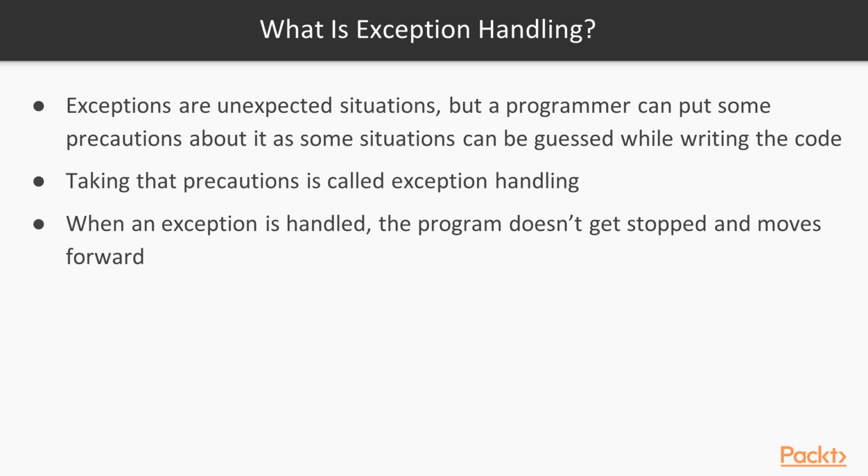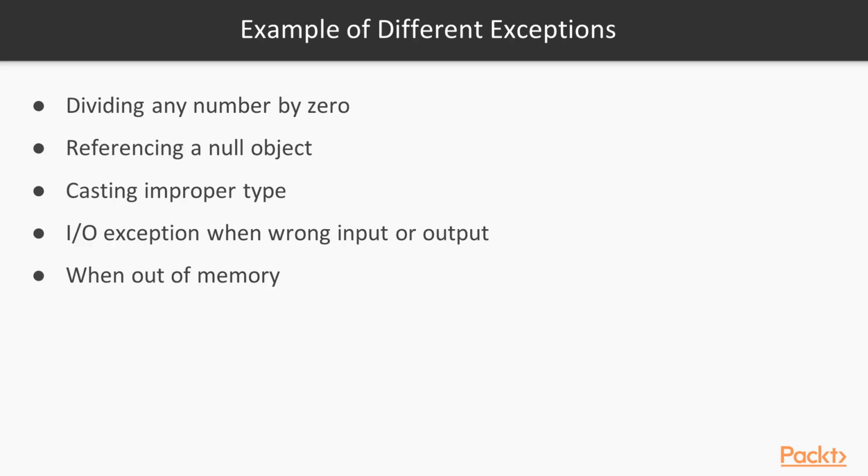Now let's see what is exception handling. Exceptions are unexpected situations, but a programmer can put some precautions about it, as some situations can be guessed while writing the code. Taking that precaution is called exception handling. When an exception is handled, the program doesn't stop when it gets an exception, but it moves forward. Different kinds of exception examples could be dividing any number by 0, referencing a null object, casting improper type, input-output errors, or even out of memory.